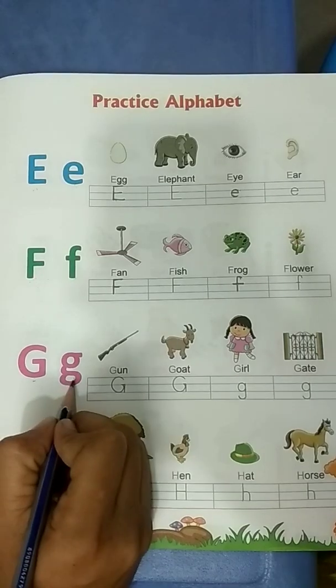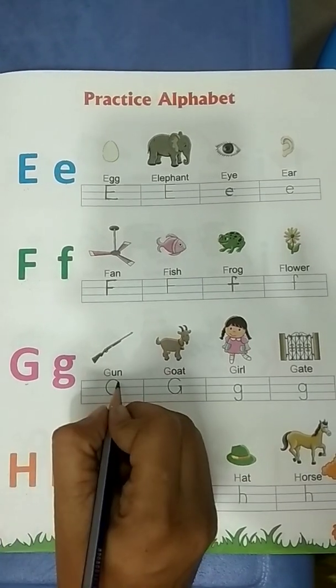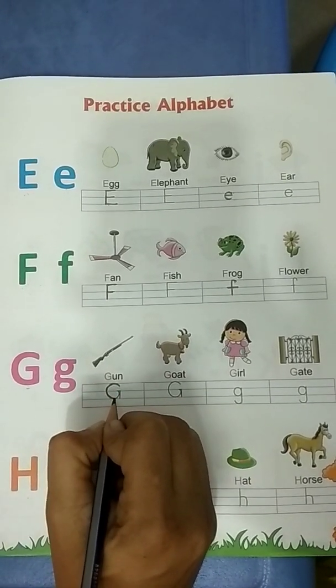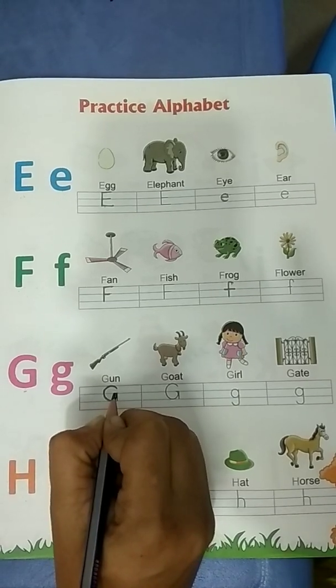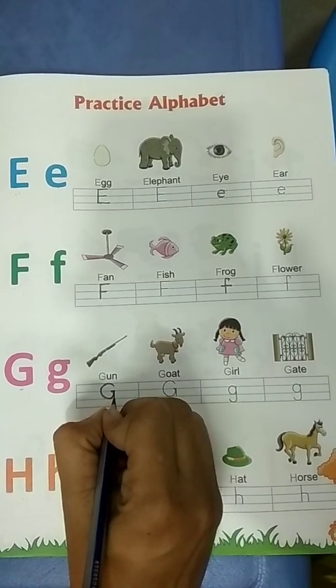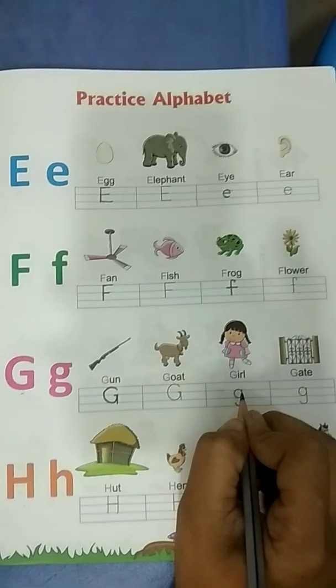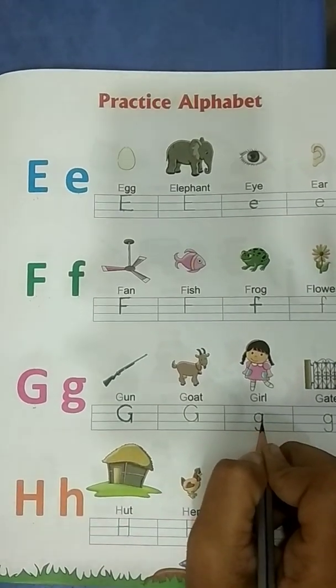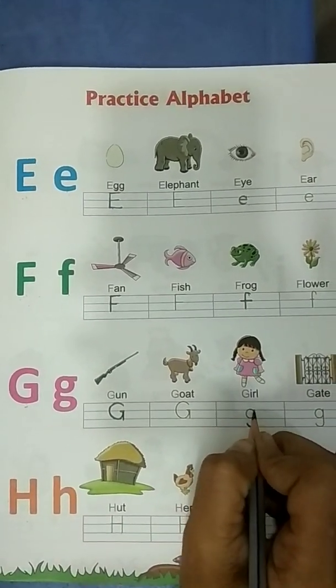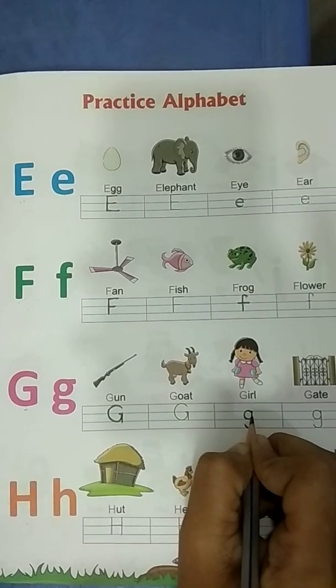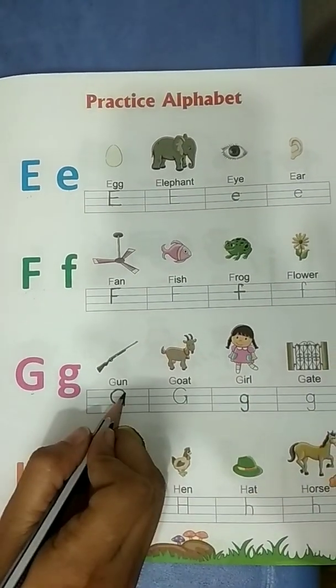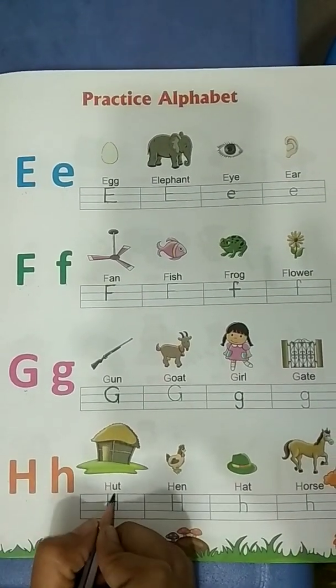Capital G and small g. Red to blue, big curve and small slipping and standing. For small g, make standing line with curve and in blue line curve. G for gun. H for hut.